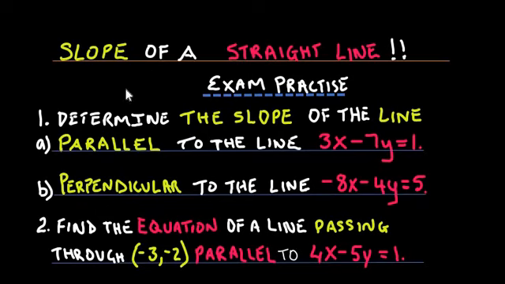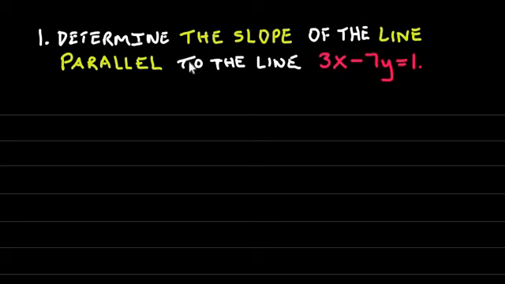In this video, we are looking at slope of a straight line. We will find the solutions to 3 exam type questions. The question reads, determine the slope of the line parallel to the line 3x minus 7y equal 1.